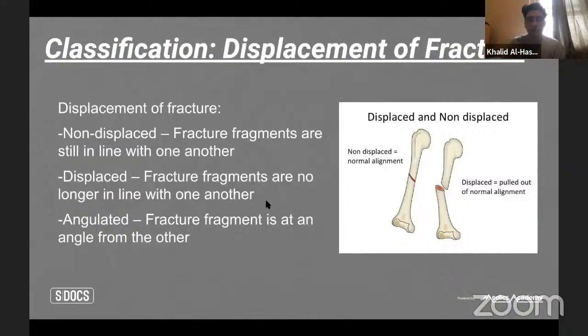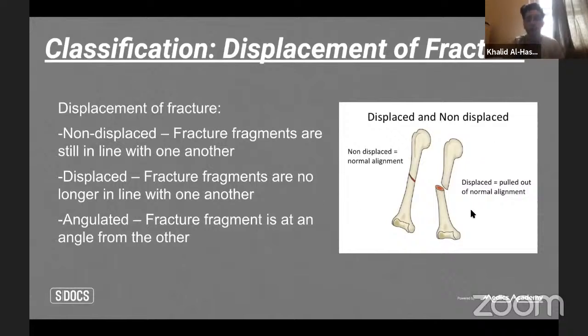Displacement of a fracture. A fracture can either be displaced, non-displaced, or angulated. A non-displaced fracture is a fracture in which the two key segments, which generally form a union of the bone, are still in line with one another. A displaced fracture is when the fracture fragments are no longer in line with one another.